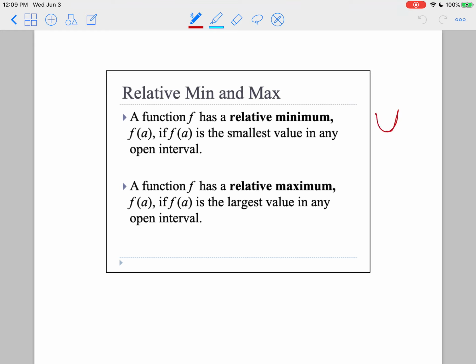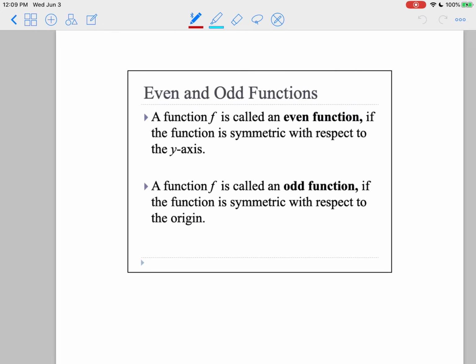You have a relative minimum if you have an open interval where you have a smallest value in that interval. So it can look like this, it could look like this, it could look like this. These are all relative minima. You have a relative maximum if you have some largest value in an open interval. It could look like this, could look like this. Okay, these are all examples of relative maxima.